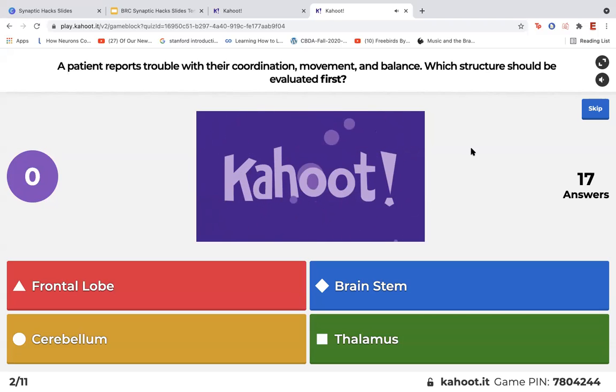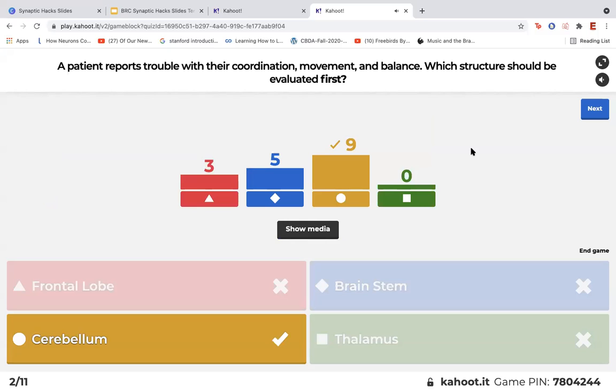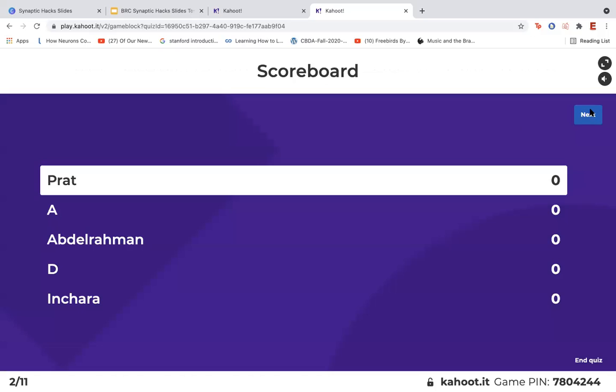You can do it. 1 second left. Awesome. Yeah, so the cerebellum is directly related with coordination, movement, balance. It's sometimes called the mini brain. It has a lot of cognitive functions as well. So it's a really cool structure if you ever want to read up on it. All right, next question.